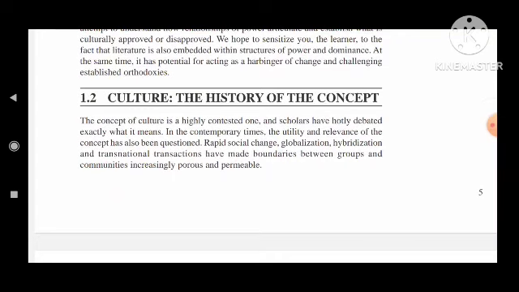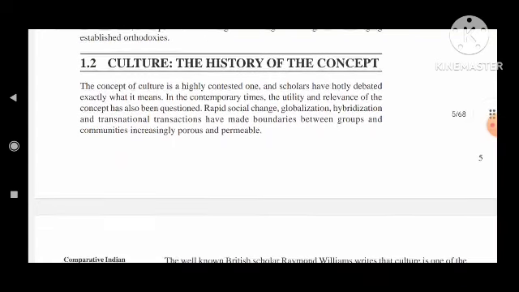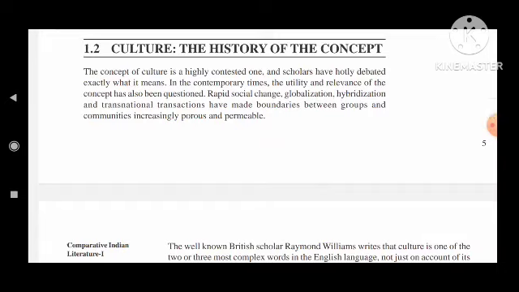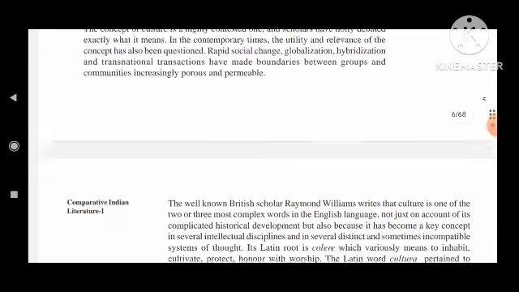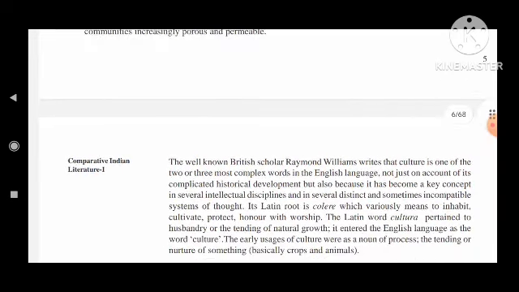Then culture, the history of the concept. The concept of culture is a highly contested one, and scholars have hotly debated exactly what it means. In contemporary times, the utility and relevance of the concept has also been questioned. Rapid social change, globalization, hybridization, and transnational transactions have made boundaries between groups and communities increasingly porous and permeable.